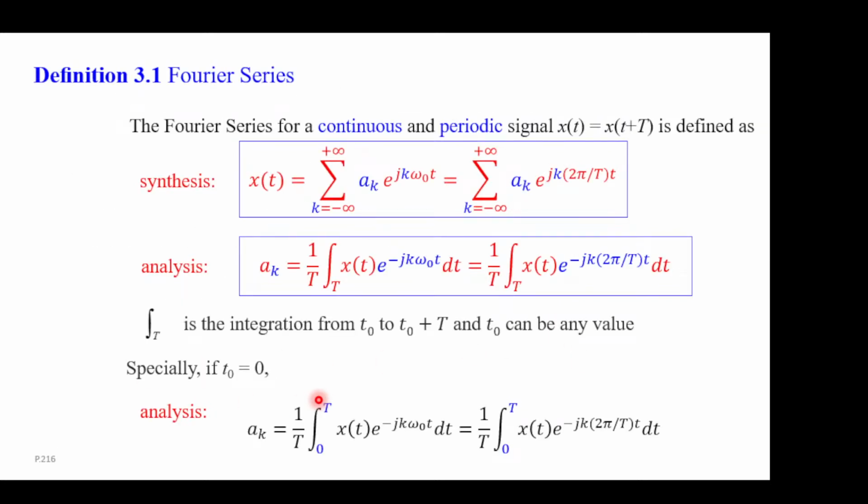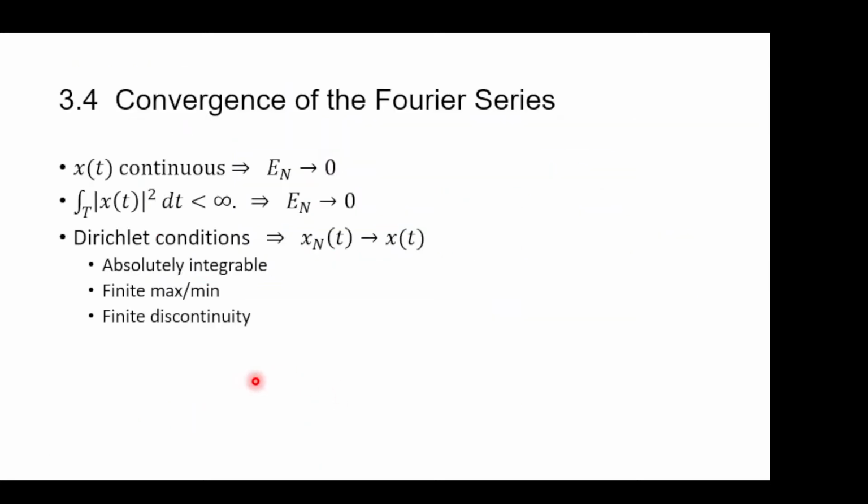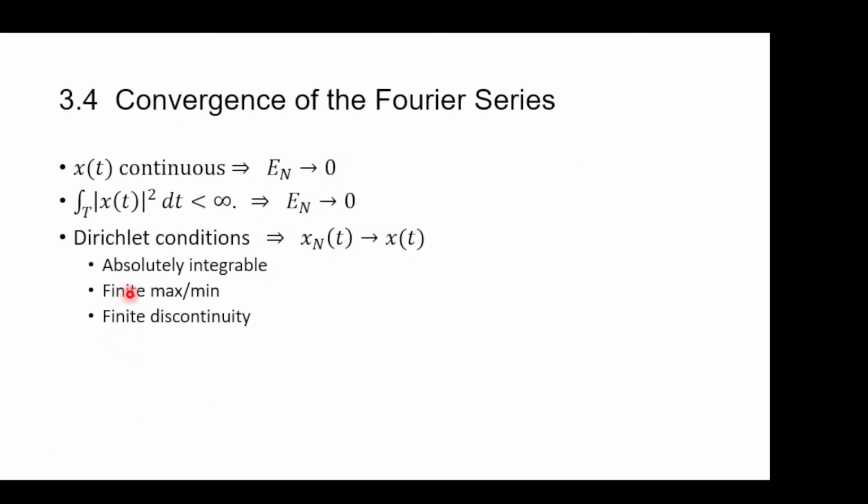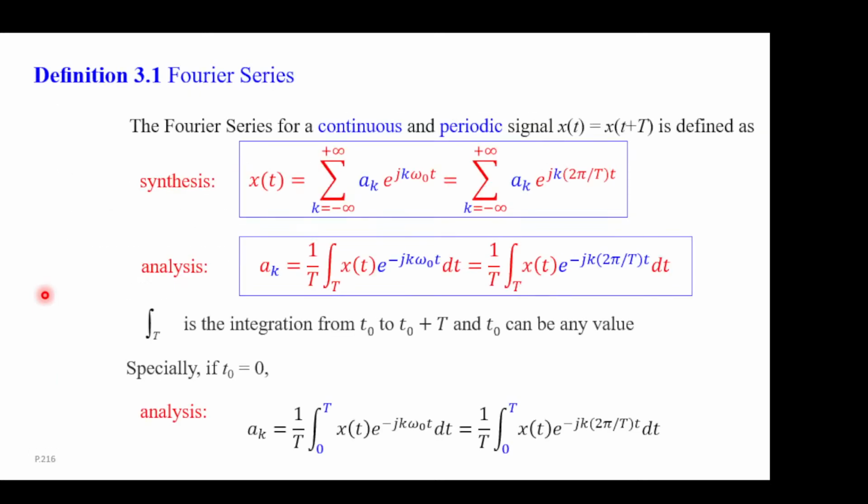And most of the time you just pick the period from 0 to T. And there is a convergence issue for the Fourier series. So actually not all periodic signals can be written as a Fourier series, but we argue that most signals are reasonable enough to have that. And so we have given some conditions under which the series converges.